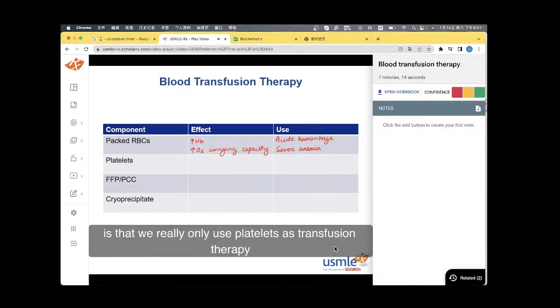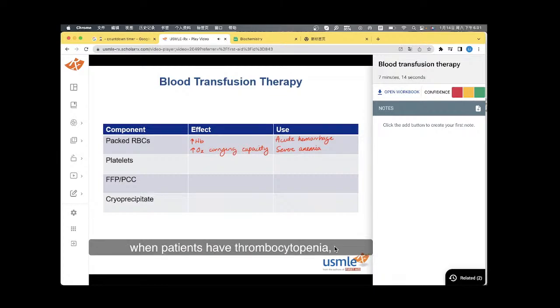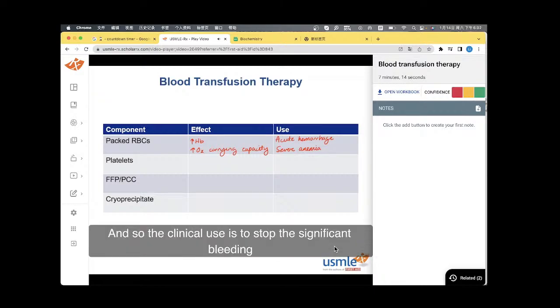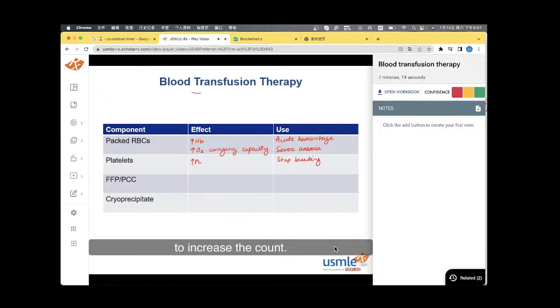But the important distinction is that we really only use platelets as transfusion therapy when patients have thrombocytopenia, but then they also have significant bleeding. So you don't give this, for example, if the patient is stable and they just have purpura or petechiae, or they're just having mild epistaxis. But if they have significant bleeding, like they're bleeding into their joints, or they're having internal hemorrhage, and on top of that they have thrombocytopenia, then you would increase their platelets. And so the clinical use is to stop significant bleeding. And the effect of the platelets is, again, to increase the platelet count.